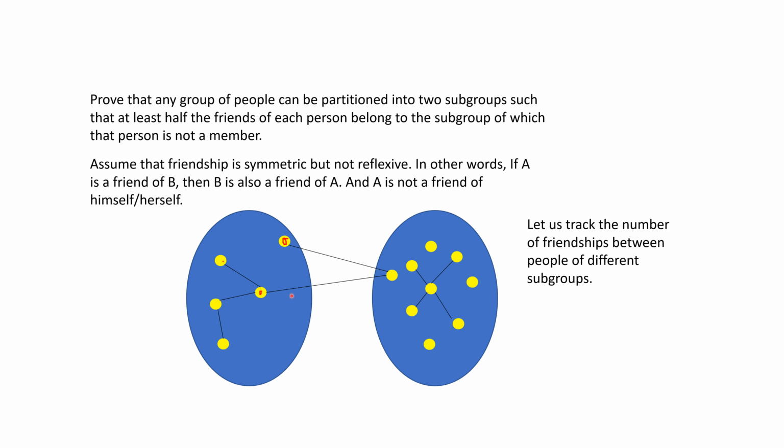So if one person moves from this side to this side, then this will no longer be a friendship between two opposite subgroups, but there will be two new friendships between opposite subgroups. So the number of friendships between people of different subgroups will always increase whenever we move these guys who don't meet the final condition we want from their own subgroup to the opposite subgroup. So whenever we move all these guys to the opposite subgroup, this number of friendships between the people of different subgroups will always increase.